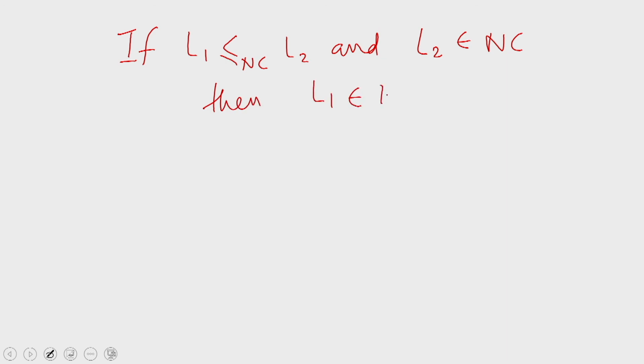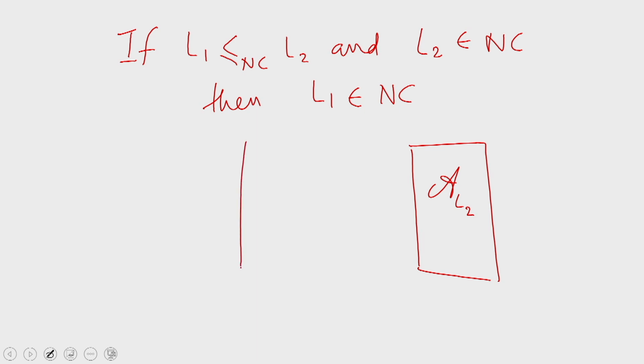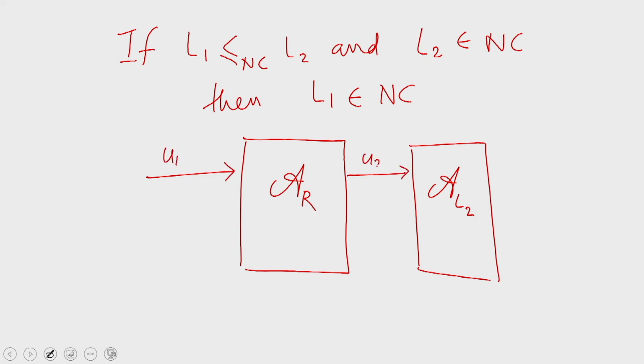What this entails is that if L1 is NC reducible to L2 and L2 belongs to NC, then L1 also belongs to NC. Why is this? Let us say we want to construct a recognizer for L1. What we have is a recognizer for L2. Let us say L2 belongs to NC. So L2 has an algorithm A which runs in polylogarithmic time using a polynomial number of processors. And then we have this reducer AR, and let us say we are given an input U1. AR produces an output U2. What we know is that U1 belongs to L1 if and only if U2 belongs to L2.